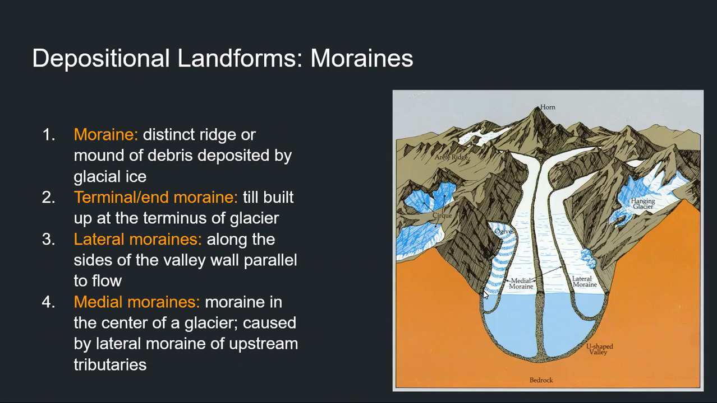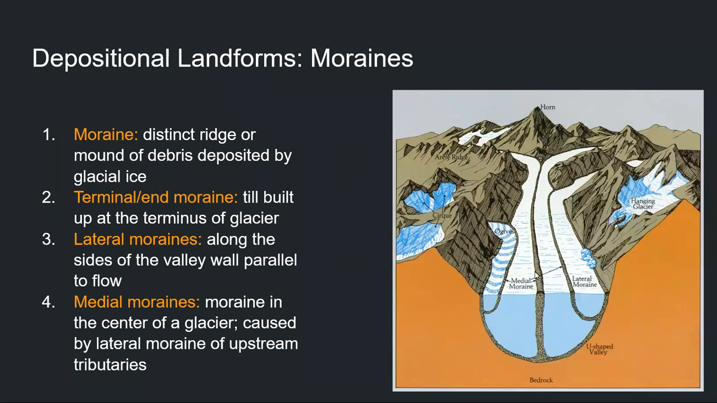So you have a glacier that's making a U-shaped valley. That is an erosional feature, but it is also creating moraines, and that's a depositional feature. So a moraine is a ridge or mound of debris deposited by glacial ice. And there are three types of moraine.